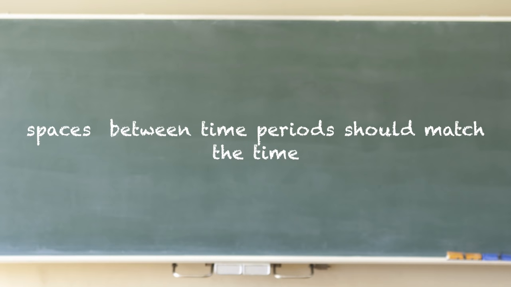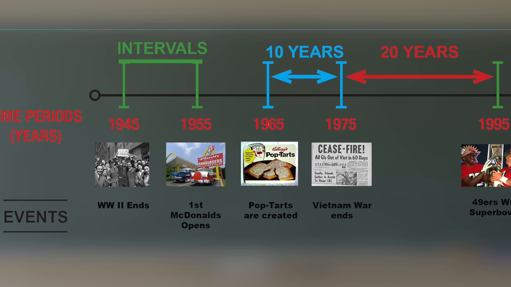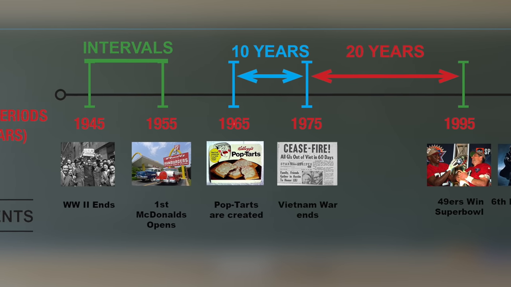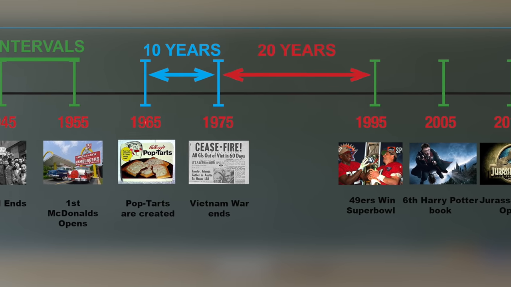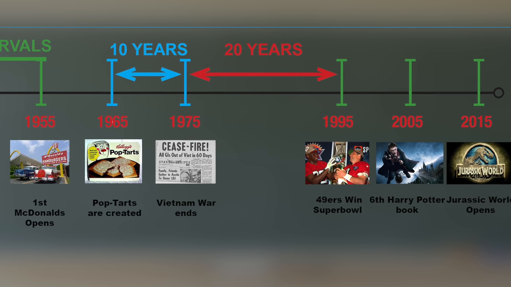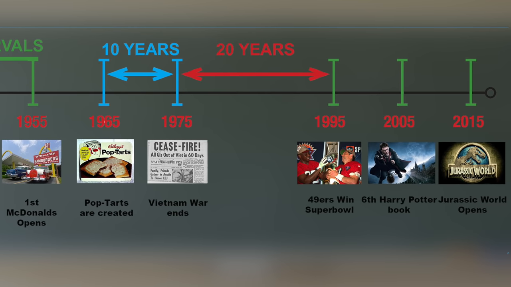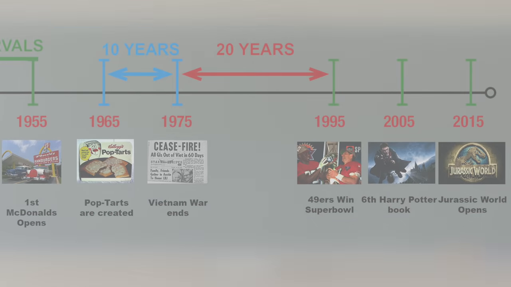The spaces between time periods should match the time. For example, notice this timeline. It shows every 10 years, except there is a larger gap or interval between 1975 and 1995, because 20 years have passed. Timelines can be fun, and they're easy to create.